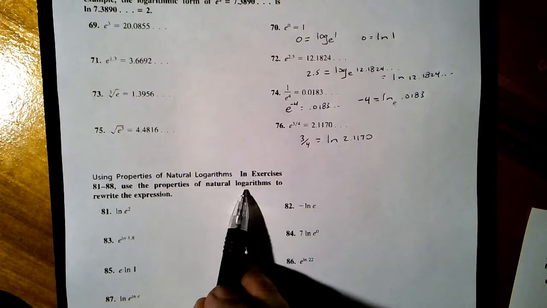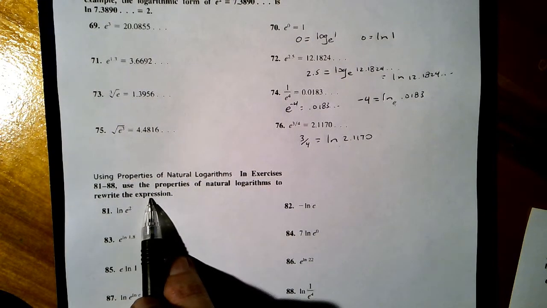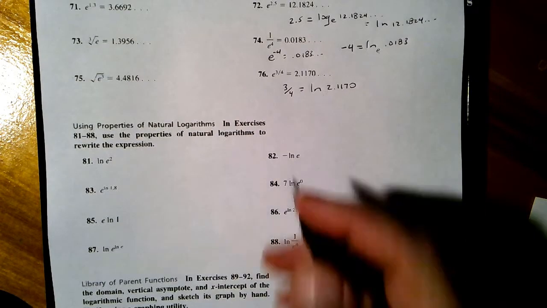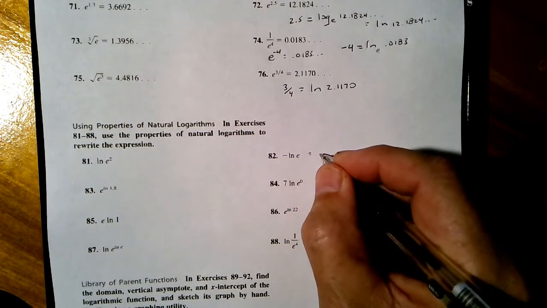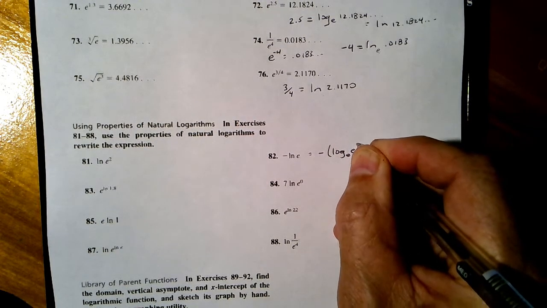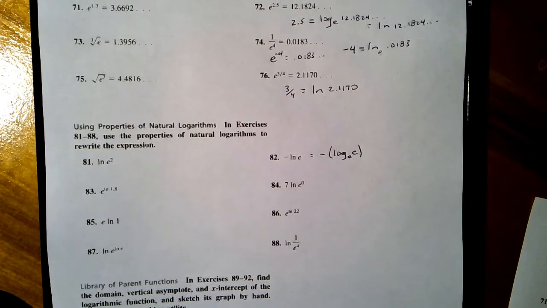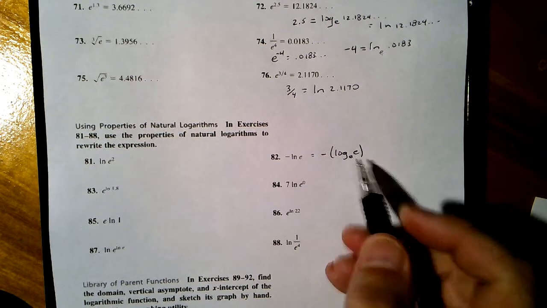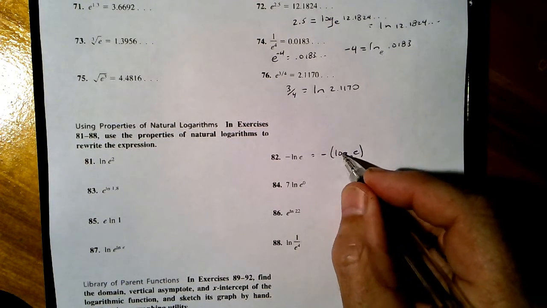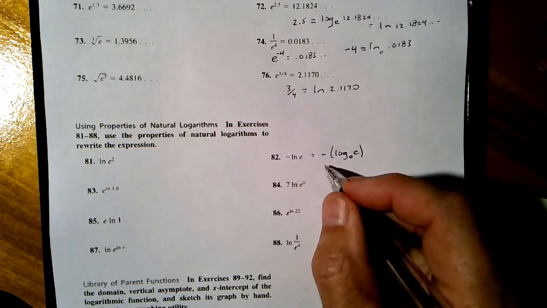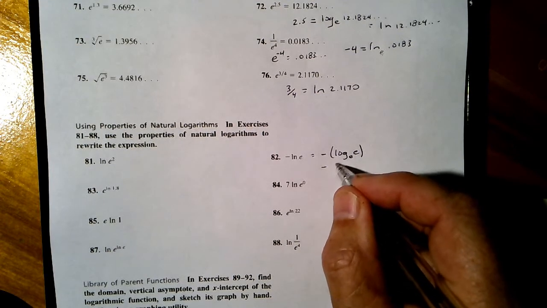Okay, use properties of natural logarithms to rewrite the expression. So in this section, we're just going to be simplifying. So let's take a look. This thing, I'm going to write it as negative log base e of e. You might not need to do that, but log base e of e is a great way to read this. Even better would be ln e. This is the exponent that turns e into e. What is the exponent that turns e into e? 1. So we just get negative 1.